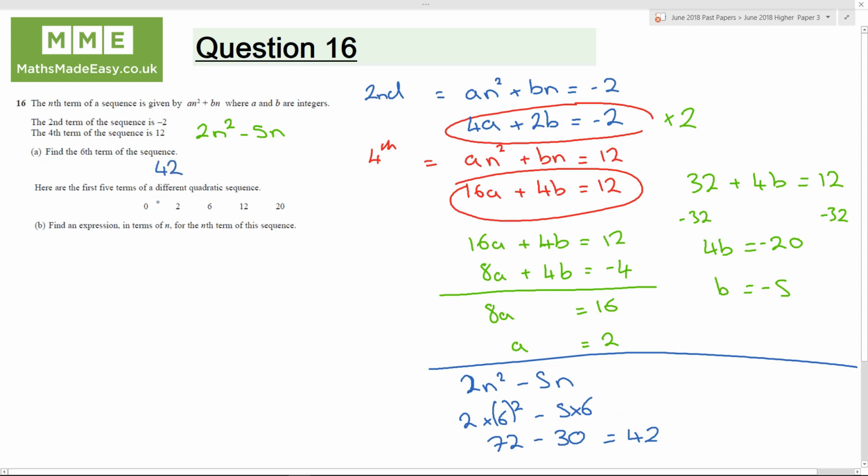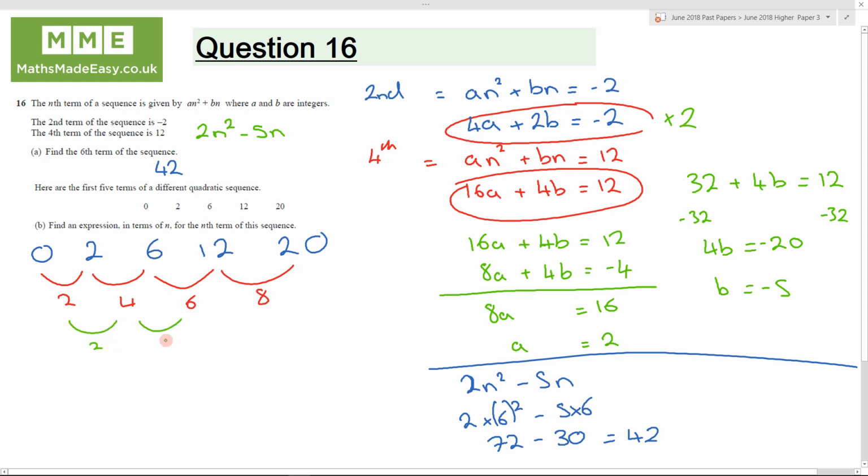Okay, on to part B. Here are the first 5 terms of a different quadratic sequence. Find an expression in terms of n for the nth term of the sequence. So let's just rewrite this down here so we have a bit more room. We go up by 2, we go up by 4, we go up by 6, we go up by 8.